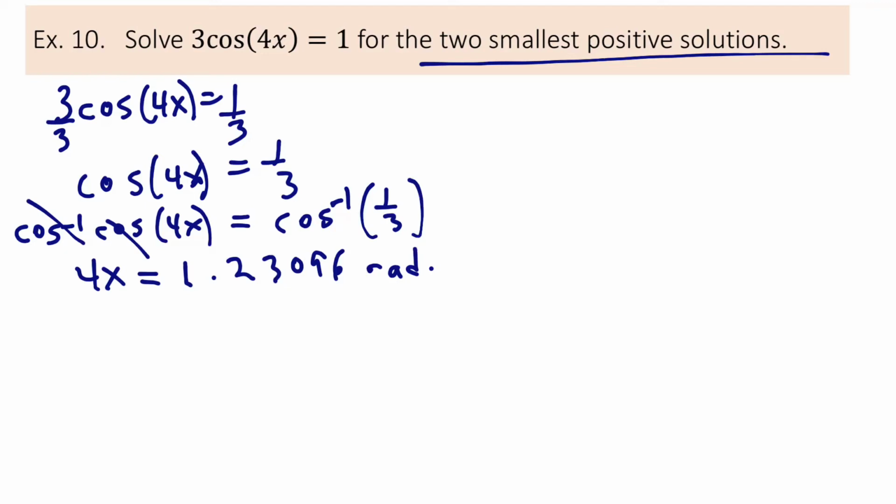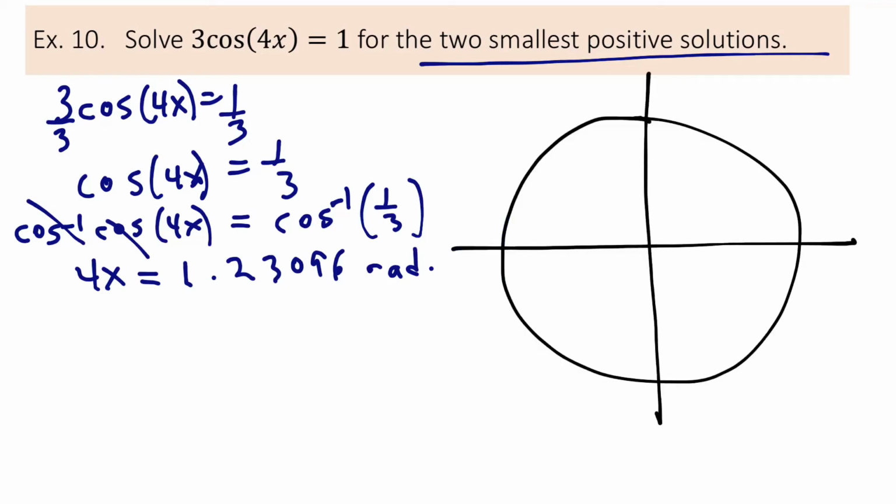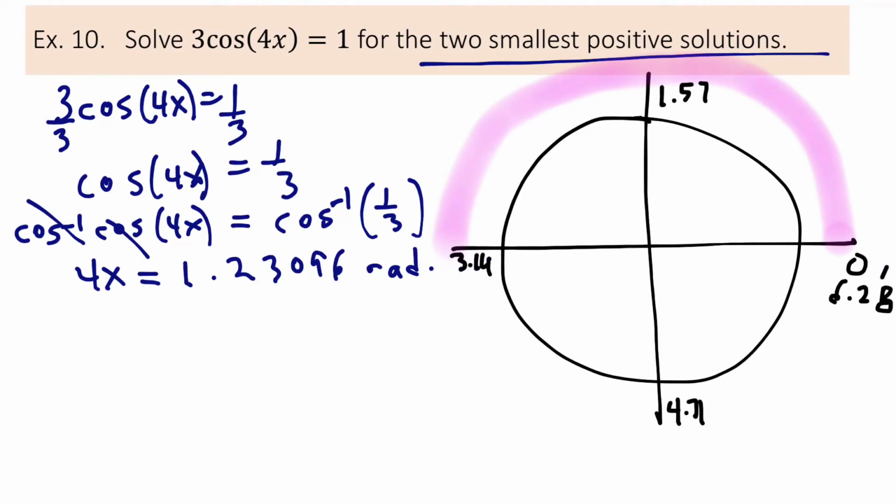So let's draw that on the circle. So we know that if we take an inverse cosine, the angle it gives you back will be the angle in that range here in pink. So 1.23096 radians is in that angle range there. So I wrote my decimal equivalents for radians around my circle here, so we can see where we are. So if I'm at 1.23096 radians, then I would be in the first quadrant here. Okay, and my cosine is 1/3.